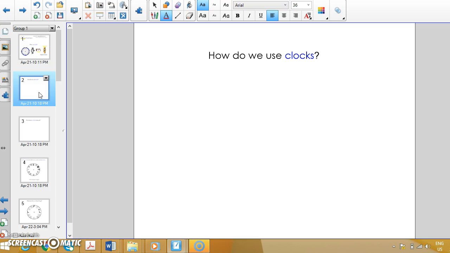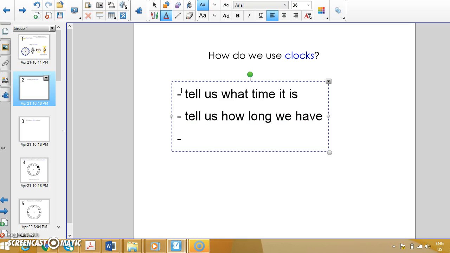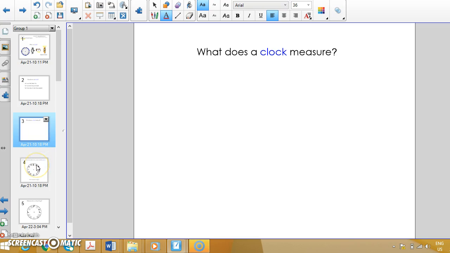So how do we use clocks? Well, we know at school we use clocks all the time. We use them for various reasons: to tell us what time it is, obviously, to tell us how long we have to complete something, to tell us how much time has passed since we did something. We can use clocks in a number of ways to tell time and to measure time. Obviously, we know a clock measures time, the amount of time that has passed or gone by.